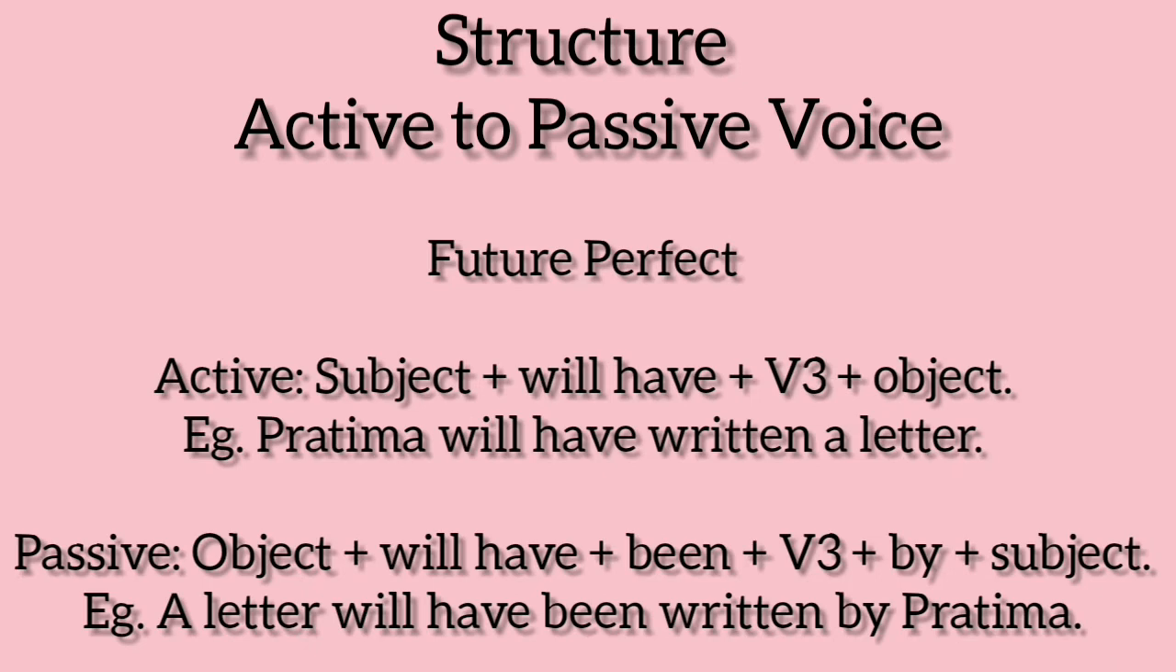For future perfect, the passive voice structure is object plus will plus have been plus verb in the third form plus preposition by plus the subject. So the example for future perfect in active voice will be Pratima will have written a letter, and the same sentence in passive voice can be written as a letter will have been written by Pratima.